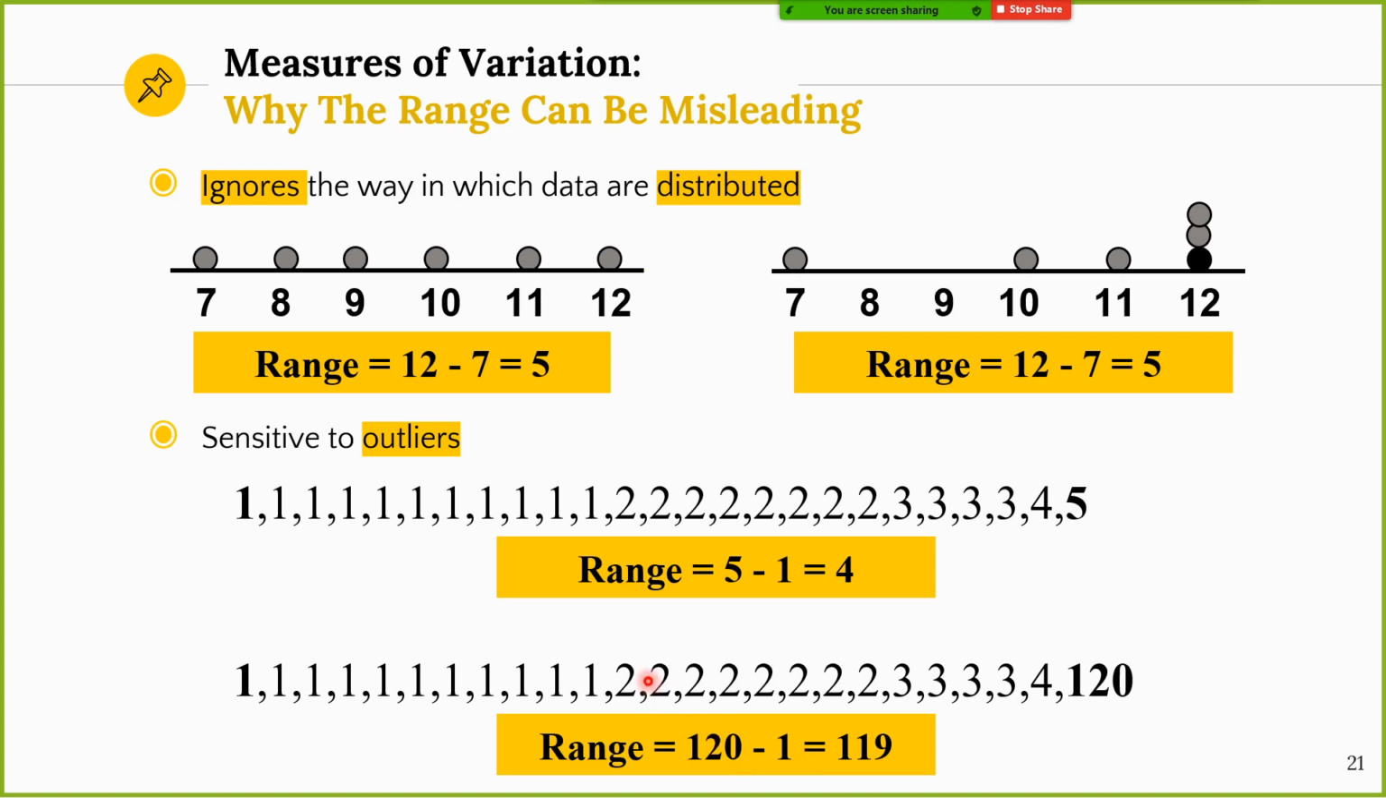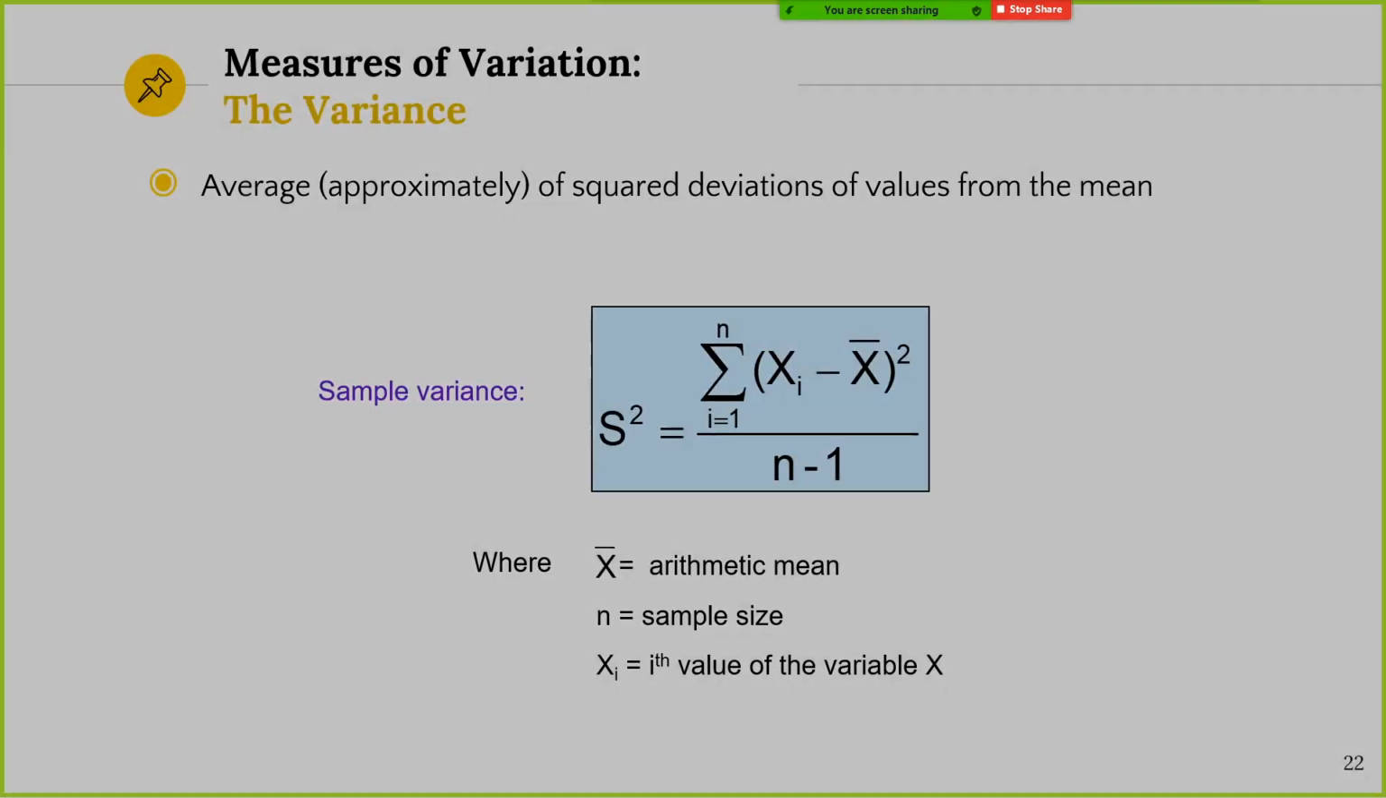Maybe when some people were collecting your data or your sample, they made an error in the data. So we have 120. It could be a data error, maybe it could be 1, 2 and 0, but they wrote 120. So this outlier will be affecting your data, and your range will be high because of these outliers. Okay? It's easy. Let's continue.